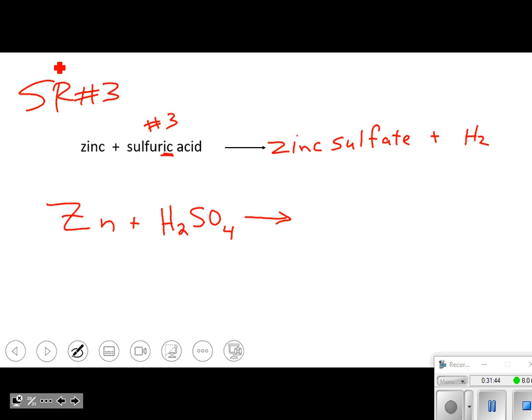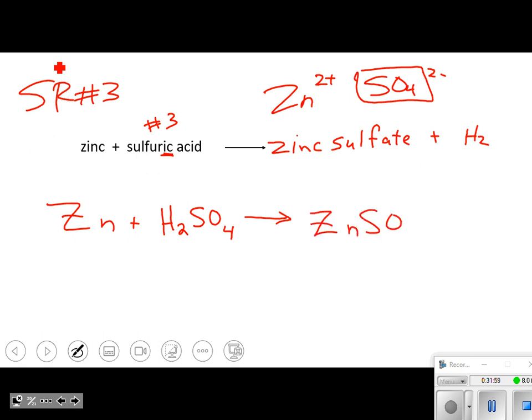So zinc is a 2+. Sulfate's a polyatomic, SO4, 2-. So the charges cancel. So it's going to be zinc sulfate, hydrogen gas. I look at this, Carly. Am I balanced here? Yes, I am. So that is my final answer. Any questions?